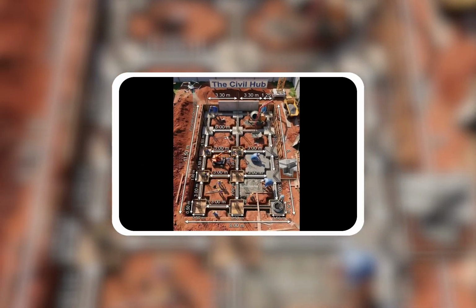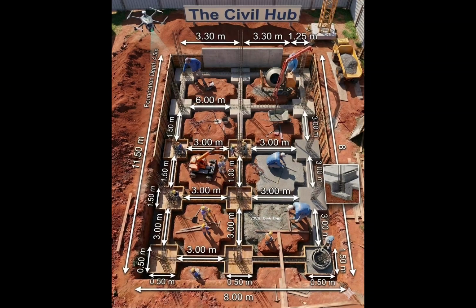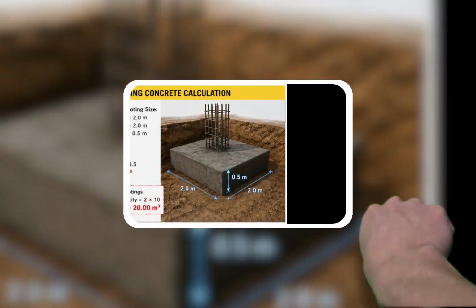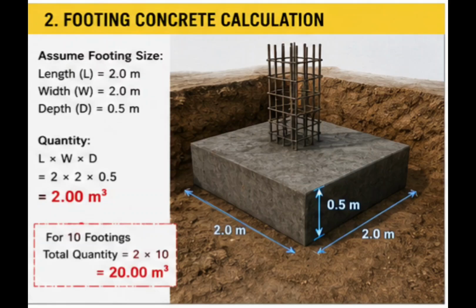If the building has 10 footings of the same size, simply multiply. 2 times 10 equals 20 cubic meters. This is the total concrete quantity required for all the footings.